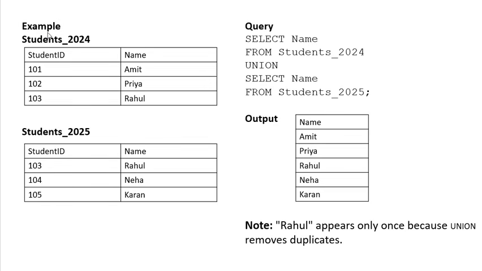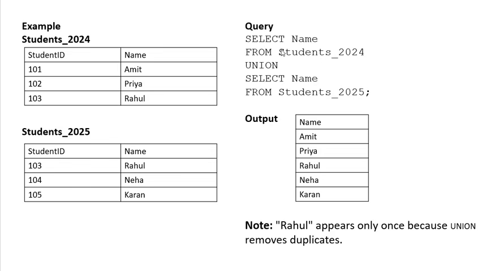Let's check the UNION example. First, the student 2024 and student 2025 data is here, and in both of the tables the student ID and the names are shown. But ID 103 repeats in both the tables, so the query says to write a SELECT, and only the name column has to show in the output.